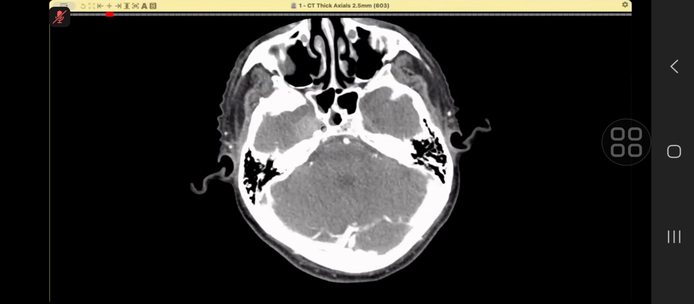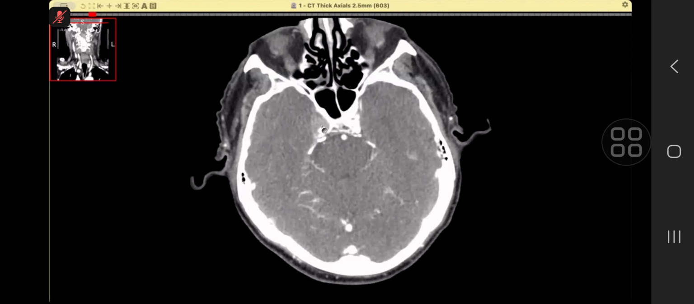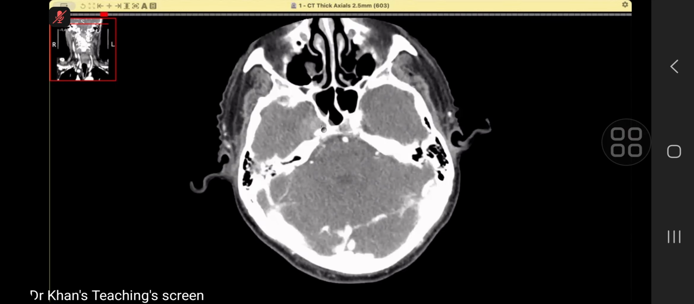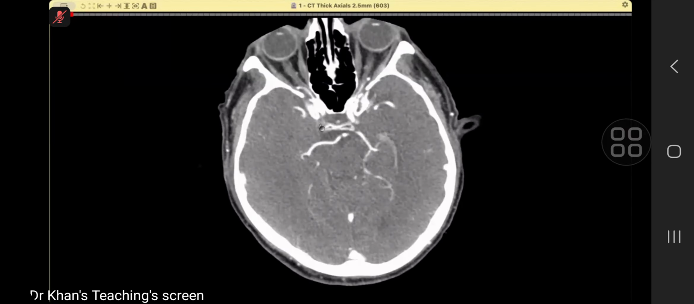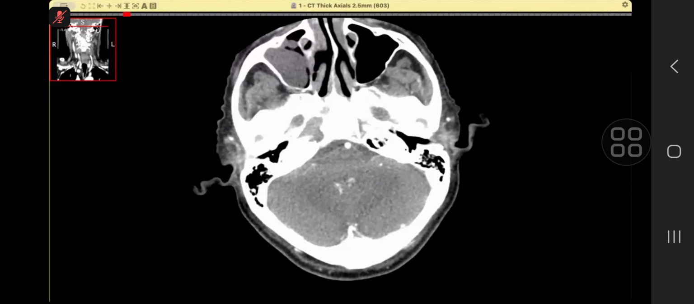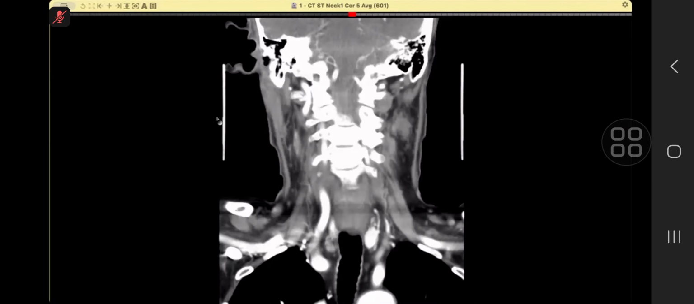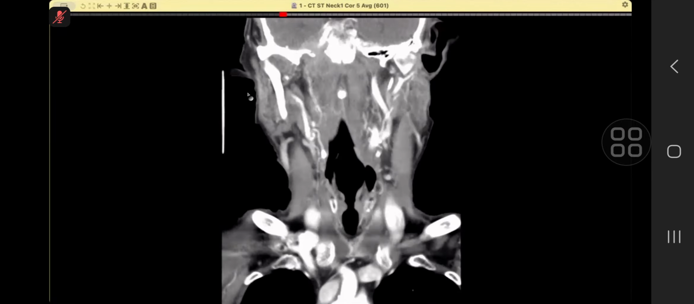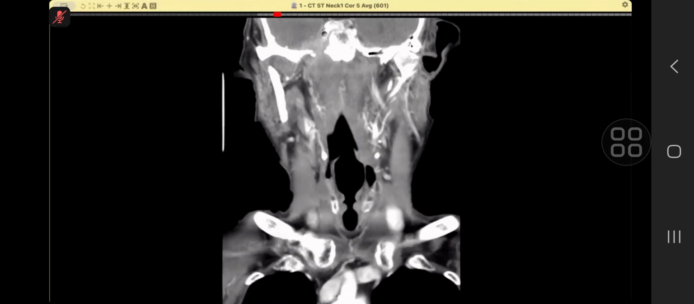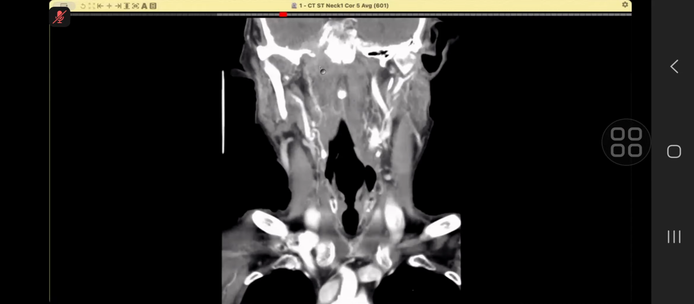But then it goes superiorly. And here you can see how it invades the cavernous sinus and goes into the cavernous sinus. And you can see that from here, the cavernous sinus is sitting up here. So I did not show the coronal, but just to make a point that this is the tumor and how it is going superiorly. So the main idea is the lesion was okay, fine, easy.